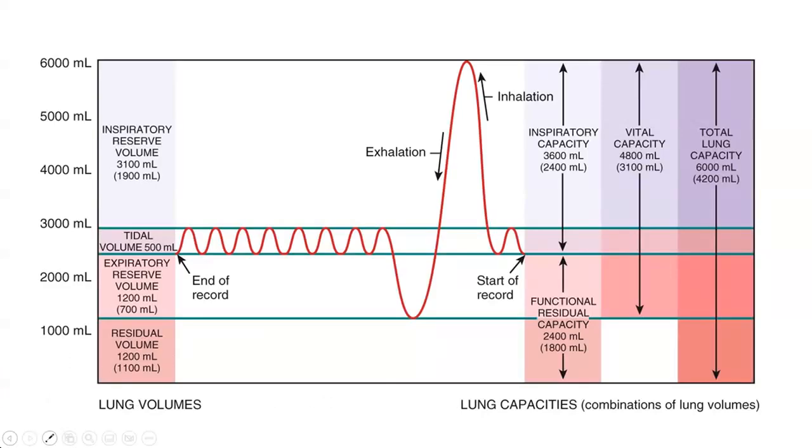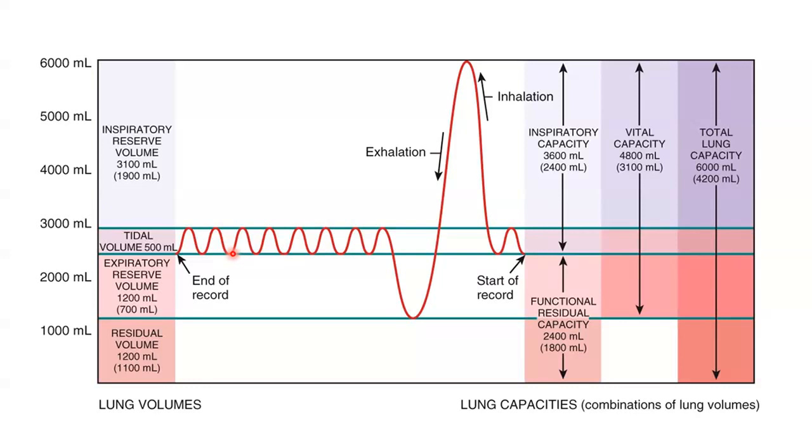So while at rest, a healthy adult breathes in and out about 12 times per minute. With each inhalation and exhalation, they move about 500 millilitres of air. The volume of one breath is what we call tidal volume. So you can see that here. This is one breath in, one breath out.